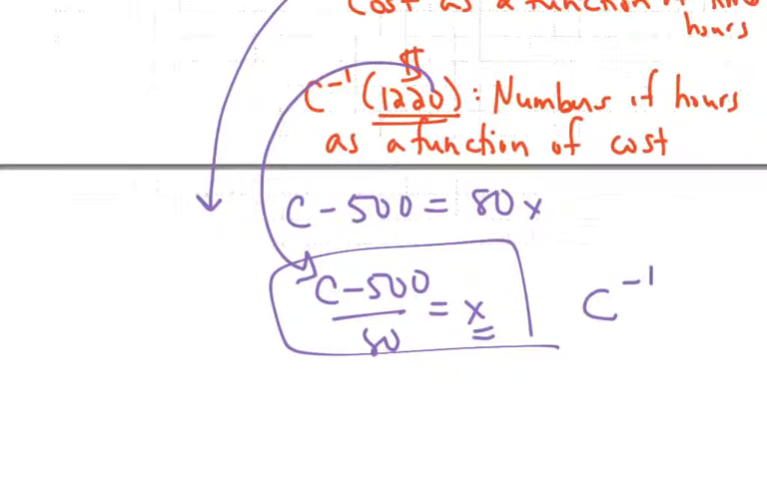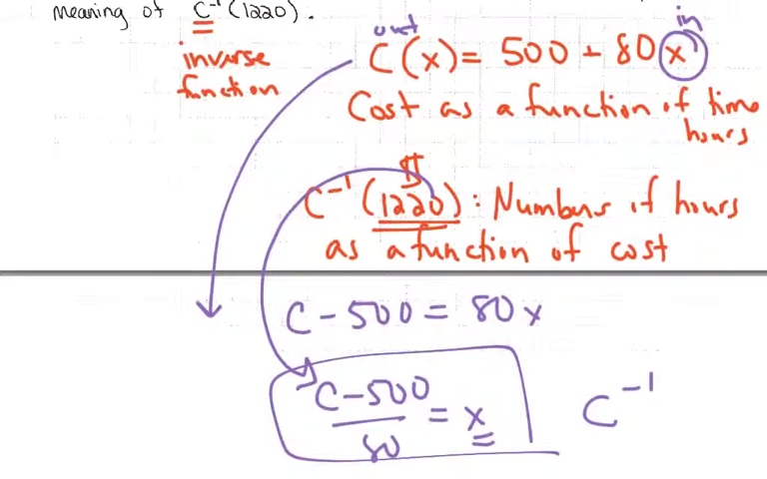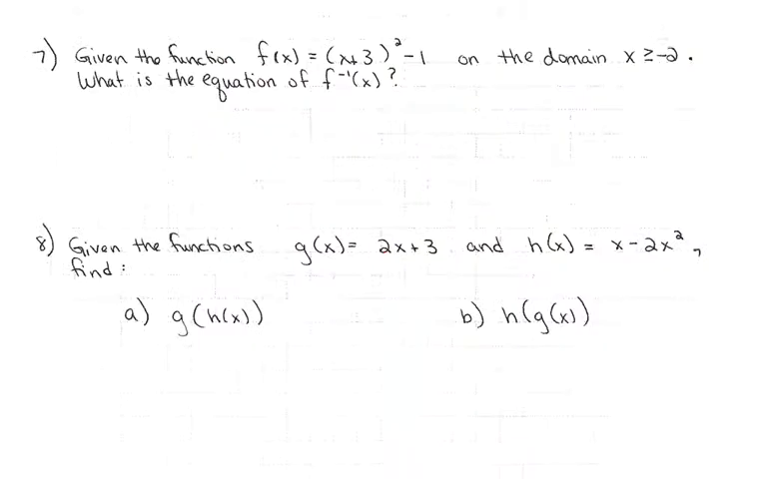So to find the meaning of an inverse of a function, if you know what the original function represents, all you have to do to find the sentence to describe the inverse is to switch the units of measurement. So the original function was cost as a function of the number of hours, so its inverse must have been the number of hours as a function of cost.